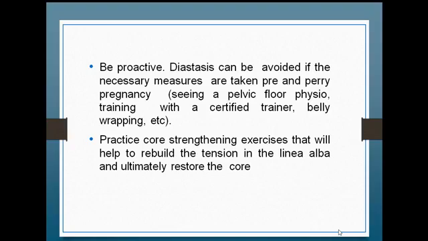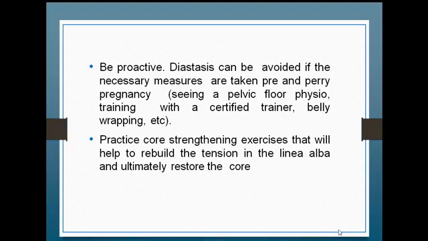Be proactive. Diastasis can be avoided if necessary measures are taken pre and peri pregnancy. During pregnancy, diastasis recti can be avoided if you visit a physiotherapist and go for strengthening exercises to increase your abdominal tone. Practice core strengthening exercises that will help to rebuild the tension in the linea alba and ultimately restore the core.